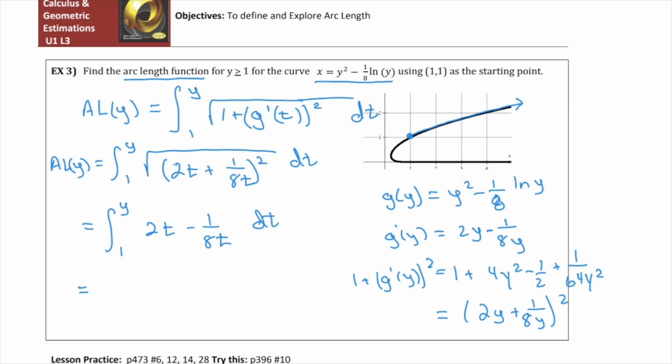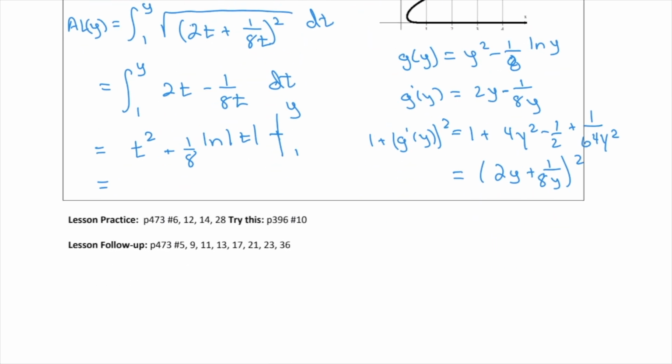Once we integrate this problem, we get t squared plus 1/8 natural log, don't forget the absolute value of t, and plus some sort of c. But wait, we don't have a plus c because we are integrating from 1 to y. Substitute your y value in and your 1 in, and you will be set. So you will have y squared plus 1/8 natural log of y minus 1, and we take off the absolute value because your y values are defined as positive values.